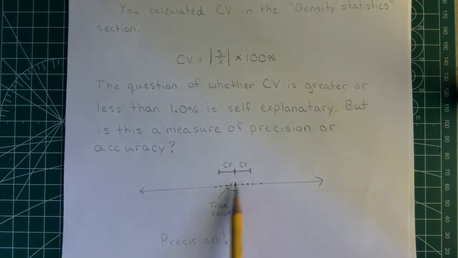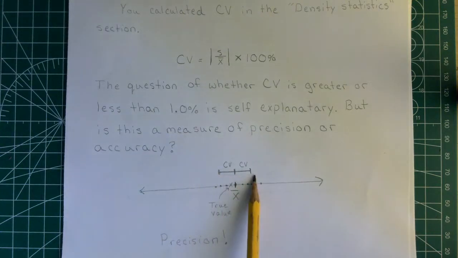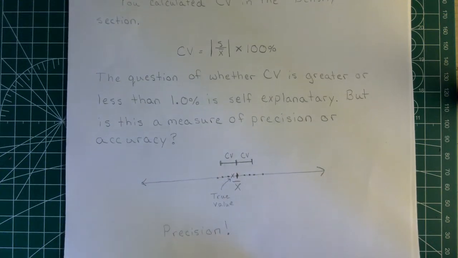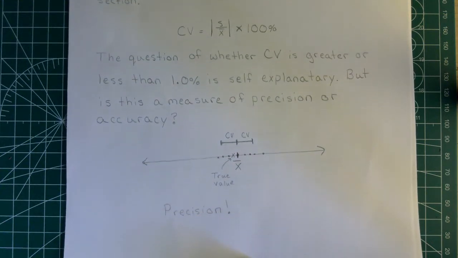So as our measurements become more precise, okay, they all gather around a central tendency, our CV value is going to go down. However, as the points become more randomized around this central tendency, this CV value is going to get larger and larger. The moral of this story is that CV is a measure of precision.